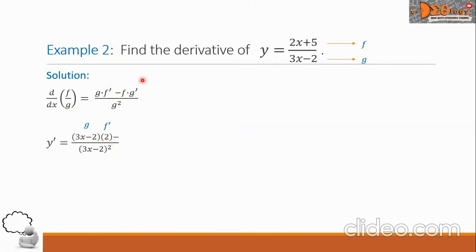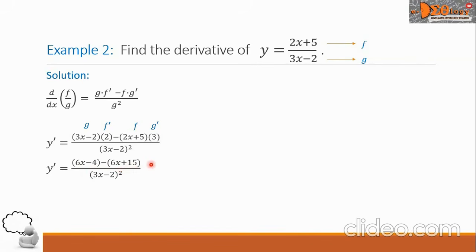Then minus the second product, f times g prime. F is our numerator, so we have 2x plus 5 times g prime, the derivative of 3x minus 2. So we write here 3. Let us simplify the corresponding products of the numerator. So we have the first product to be 6x minus 4 minus the second product, which is now 6x plus 15.